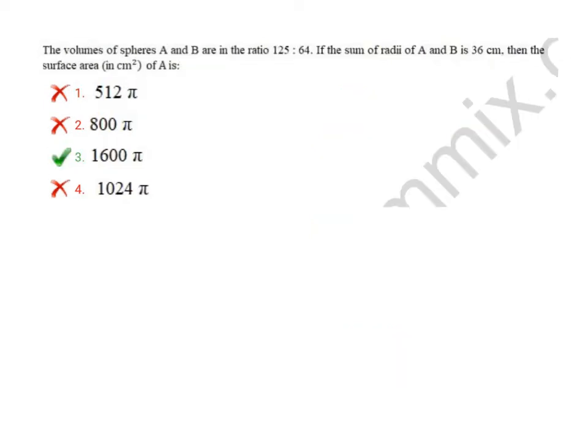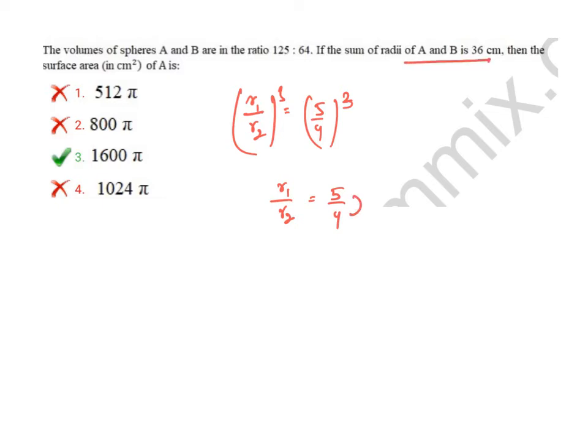The volumes of spheres A and B are in the ratio 125 by 64. It is like (R1 by R2) whole cube is equal to (5 by 4) whole cube. Therefore, the ratio of their radii R1 by R2 is equal to 5:4. Sum of their radii is 36. 9 parts is 36. Therefore, each part is 4. So, it is 20 and 16.